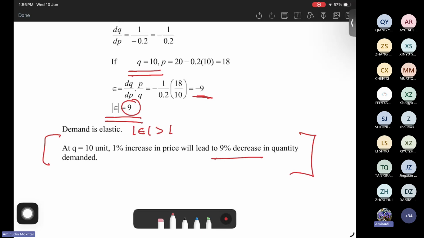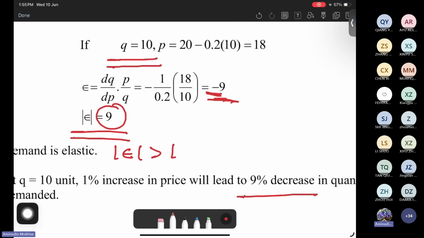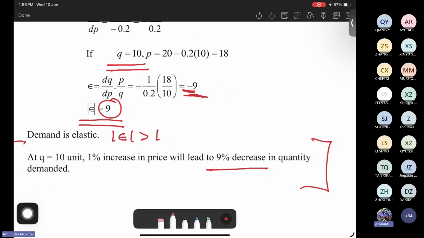If price increases by 1%, what happens to the demand? Demand will decrease because the real value is negative. This negative shows the negative relationship. When price increases, the quantity demanded will decrease. If we assume price increases by 1 unit, the demand will decrease, by 9%, sebanyak 9%. Jika harga meningkat sebanyak 1%, permintaan akan menurun sebanyak 9%.